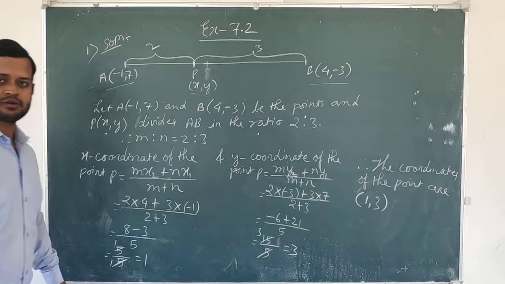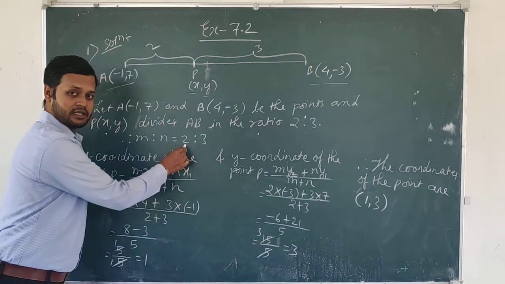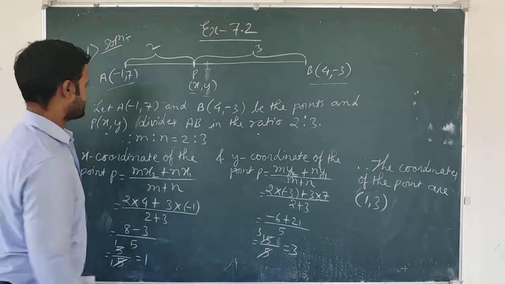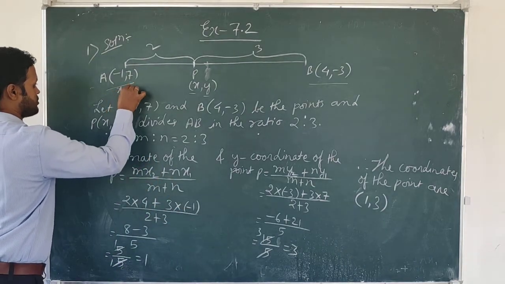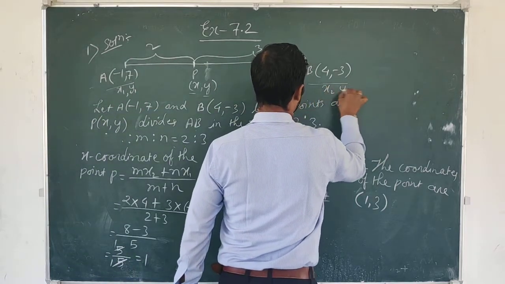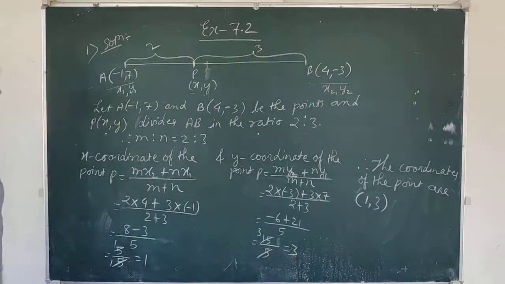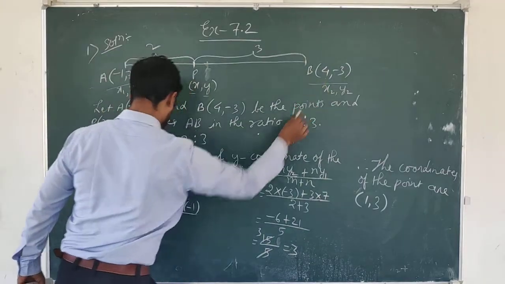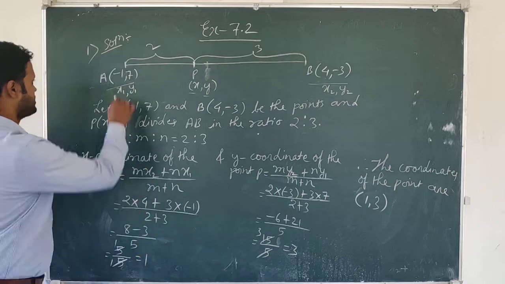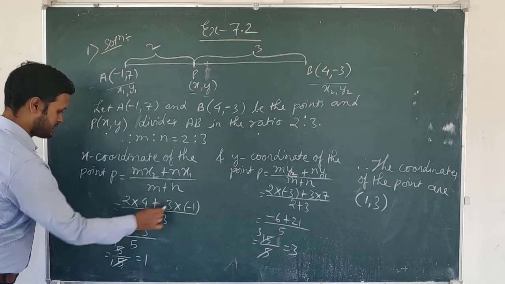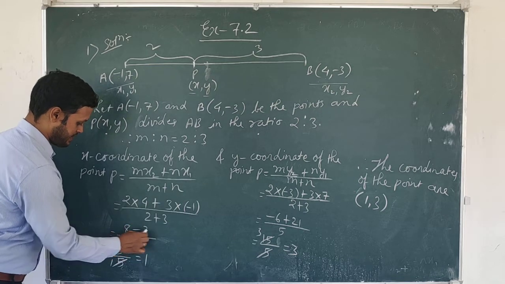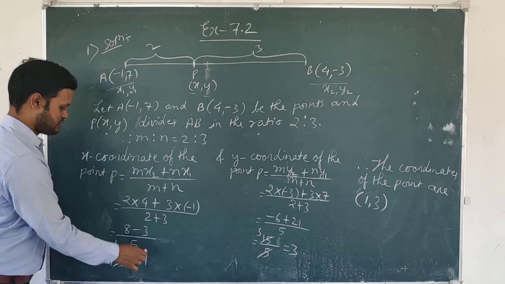So what is the value of m, students? The value of m is 2. Just put here. This one is considered to be x1, and this point is considered to be x2. Okay. mx2. See here. What is the value of x2? 4. Put here. And then n. What is the value of n? 3. And x1 is -1. So 2 4s are 8. 3 times -1 is -3. And m plus n is 2 plus 3, that is 5. 8 minus 3 is how much? 5. Cancellation will do. The answer is 1.